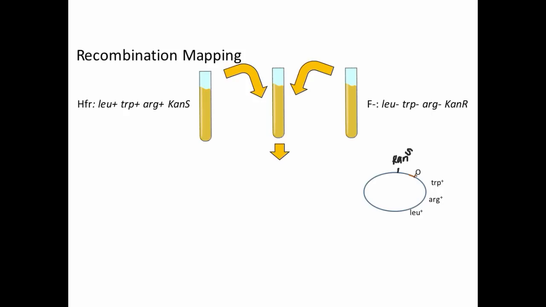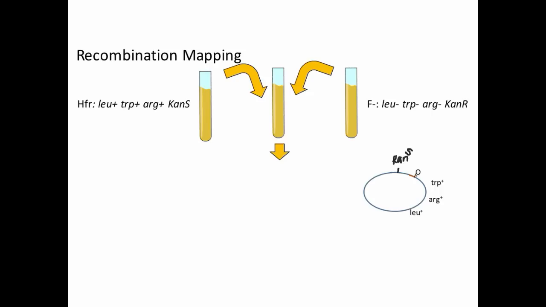So for example, if in our interrupted mating experiment, we wouldn't have been able to order two of the markers because, let's say, the F- cell acquired the ability to grow in the absence of two markers at the same time point, we wouldn't be able to distinguish between the two. So recombination mapping allows us to fine-tune our map, both with regards to order if the interrupted mating does not give us a clear order, but more so it allows us to map the physical distances between the genes.